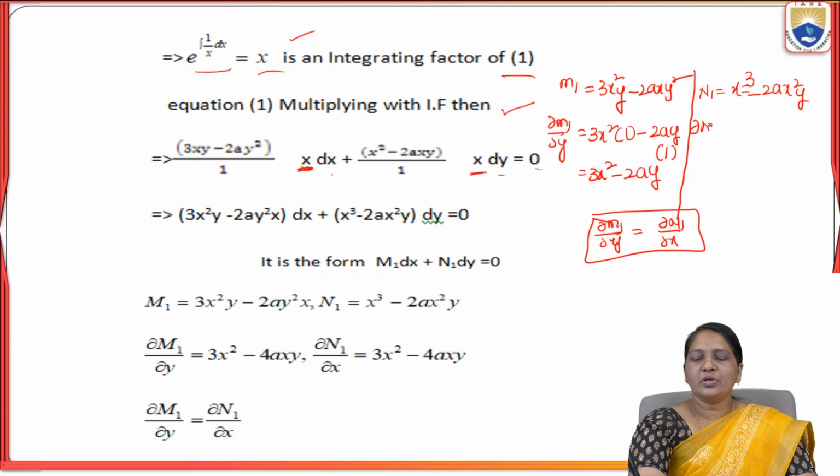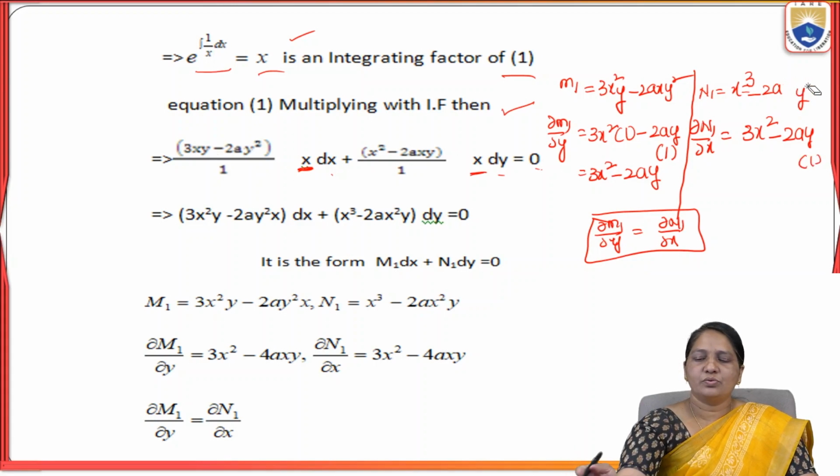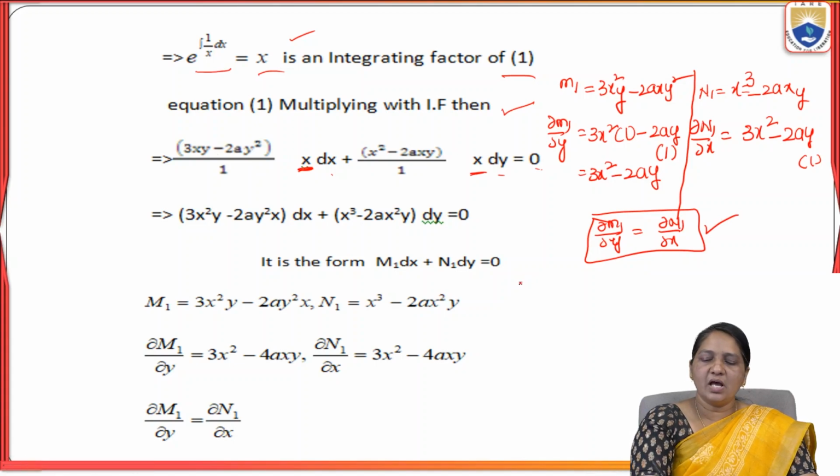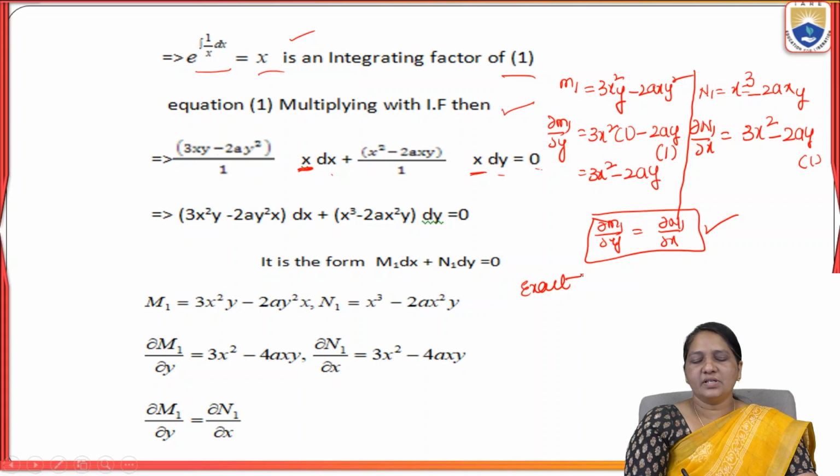So here dou N1 by dou x now. With respect to x we are differentiating: x cube derivative is 3x square, minus 2ay, where 2a and y are constants, so x derivative is 1. So finally dou M1 by dou y and dou N1 by dou x are both equal now. That means this is the exact differential equation.